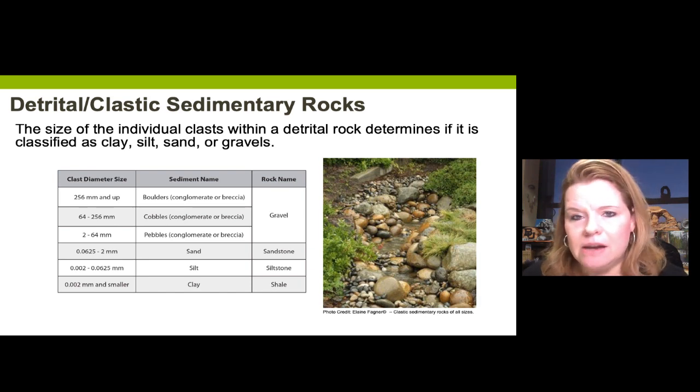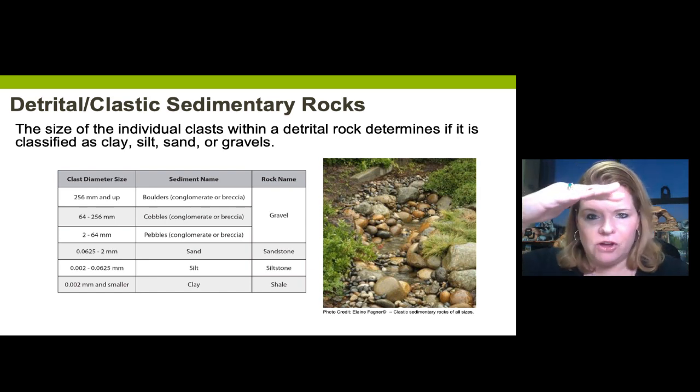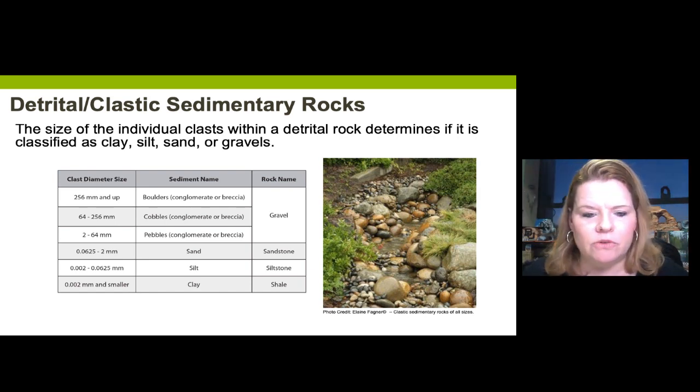And with that in mind, if they're so tiny, it takes a long time to settle out, let's say, a foot of clay as opposed to a foot of pebbles, cobbles, and boulders, which are gravel. You could do that in one night with gravels.